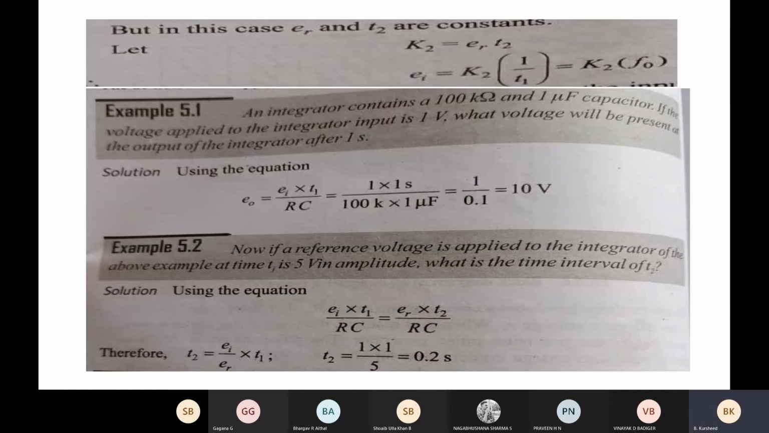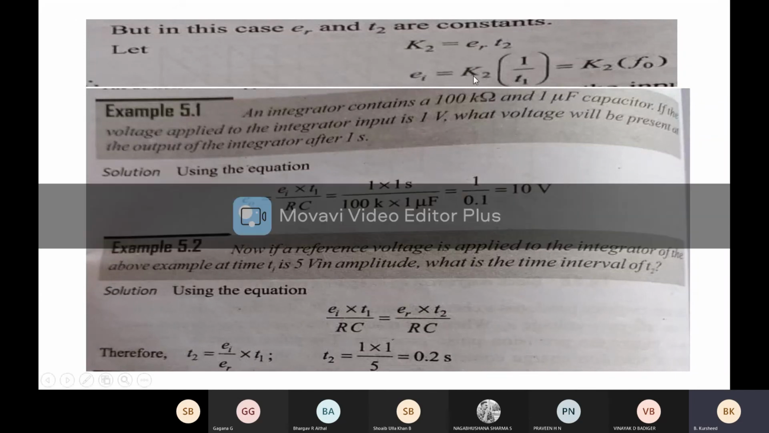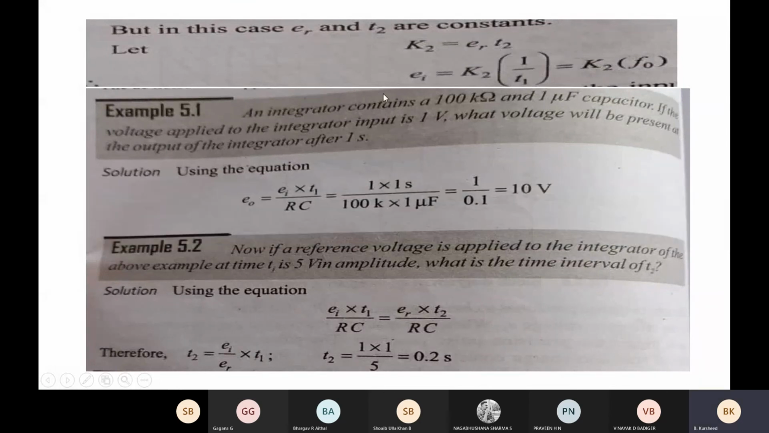Substitute K2. EI is equal to K2 into 1 by T1, whereas K2 is equal to ER into T2. Write down ER into T2. Therefore, EI is equal to ER into T2 by T1. Keep that aside. Write down this formula.